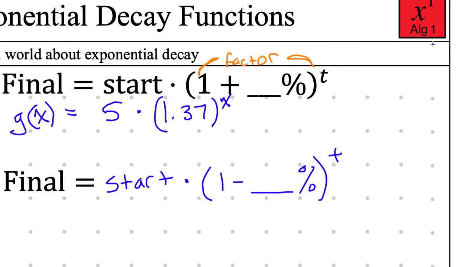And I'll make the note out here on the right-hand side. When the factor is greater than 1, that's growth. And when the factor is less than 1 and greater than 0, still a positive number, that's going to be decay. So that's the main reason that we have a plus and a minus. All right. Let's try using this new equation down here that we've written with a minus sign.